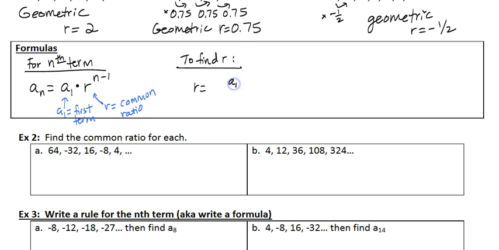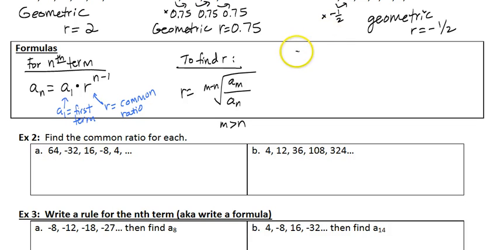I'm going to do term m divided by term n, and again, term m comes later in the sequence. So term n comes first in the sequence, term m comes later in the sequence. Once I find that fraction, I take the m minus n root. So m minus n for the root number. Remember, back from chapter 7, we might need to cube root, fourth root, square root, fifth root. So there's all sorts of different roots we can find.